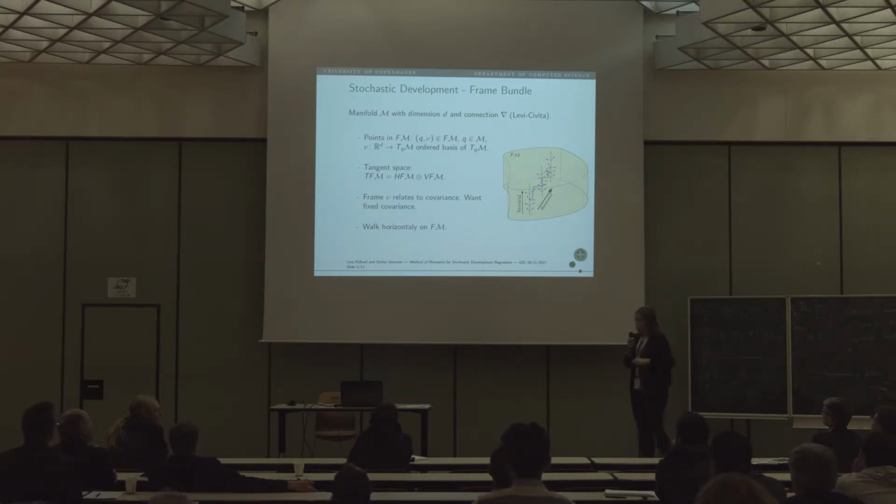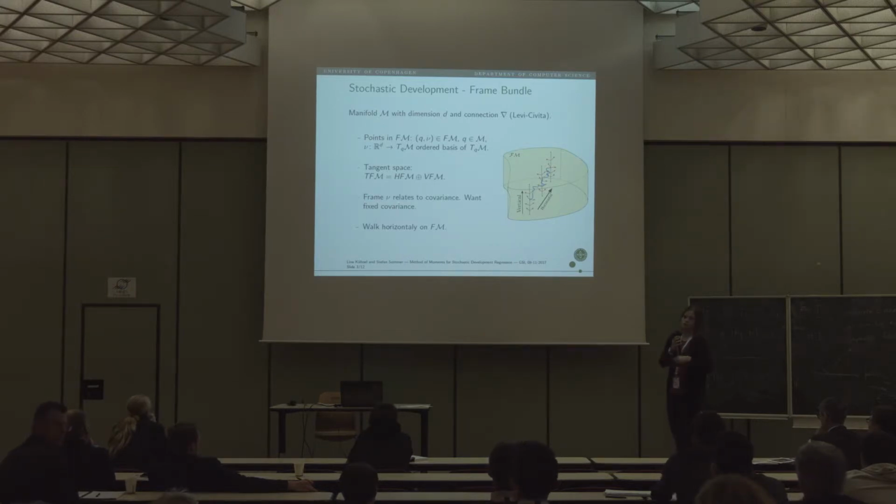So what we wanted to do was to define a stochastic process on a Euclidean space and then transport it to the manifold. And when you consider a stochastic process on this frame bundle here, at each time point it would be a point on the manifold and a frame for the tangent space. But the thing is that for our stochastic process, we don't want this frame to change, because we want the covariance to be the same at each time point, and this frame nu is related to the covariance of our stochastic process. So therefore we only want to move horizontally in this space.